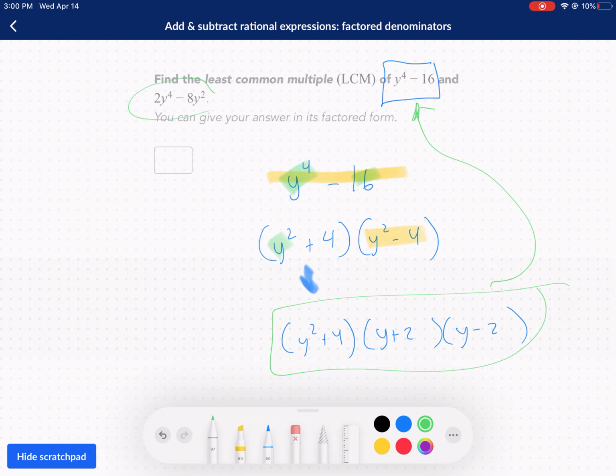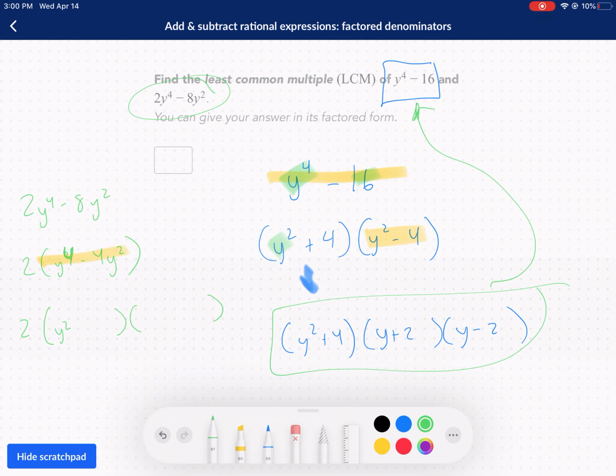So we're going to look now at 2y to the 4th minus 8y squared and see what factors we have here. I can factor out a 2, and I get y to the 4th minus 4y squared. Okay, this is a difference of squares. So I'm going to write 2, and then the difference of squares is 2 parentheses.